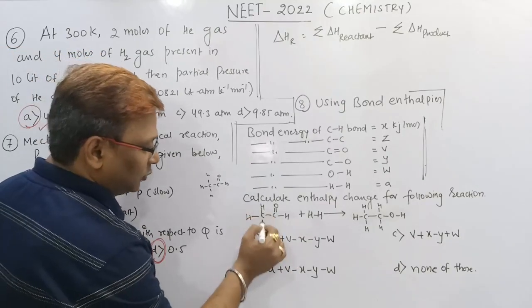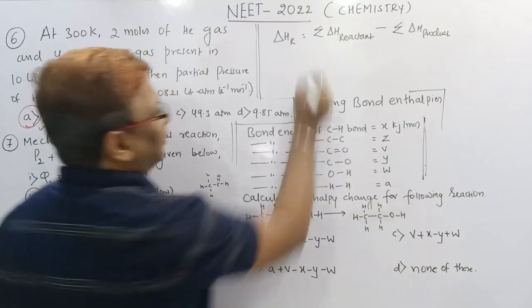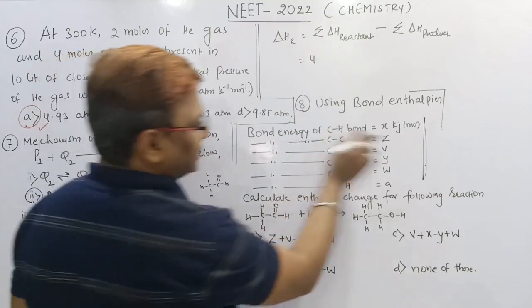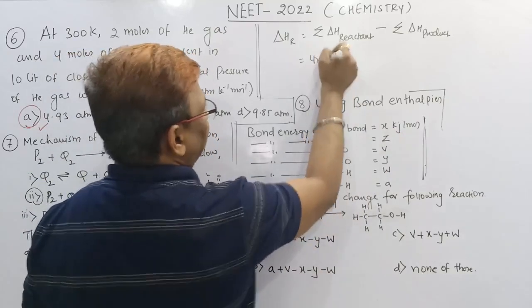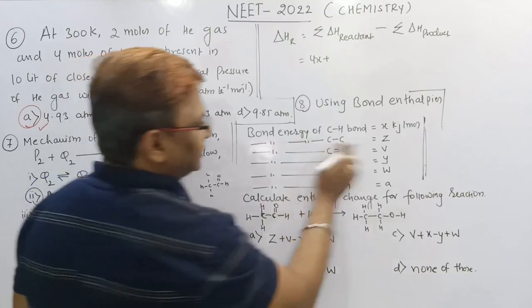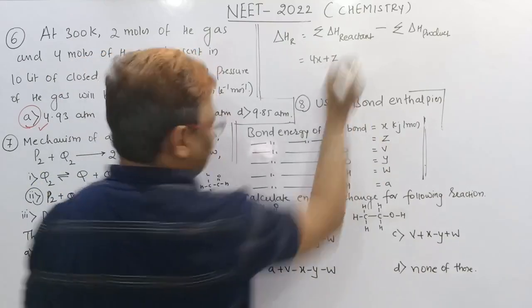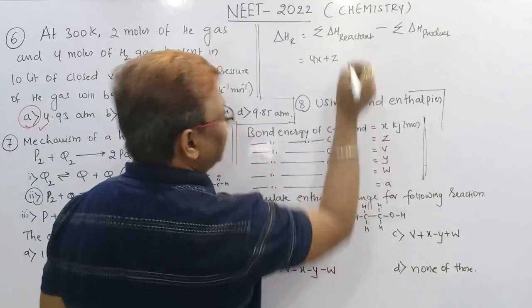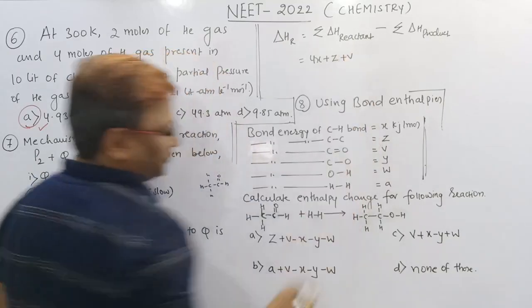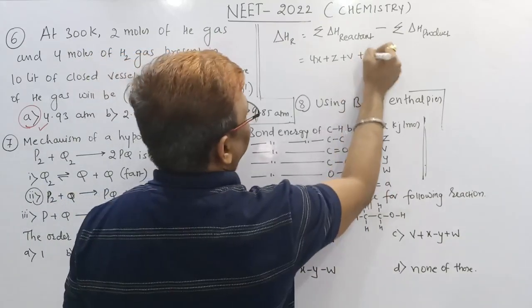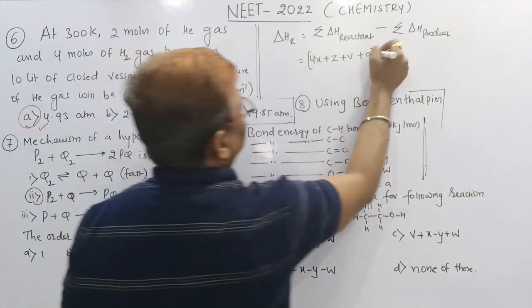But in the reactant, how many CH bonds are there? 1, 2, 3, 4, so 4 times X, the energy of CH, is 4X. Plus, how many CC bonds are there? Only one, CC is Z. How many C double bond O are there? One, its value is V. Hydrogen HH has the value A.